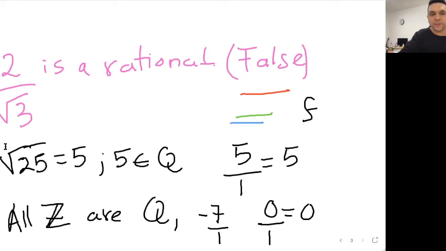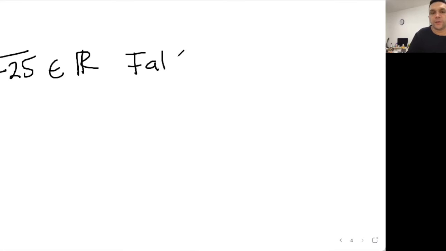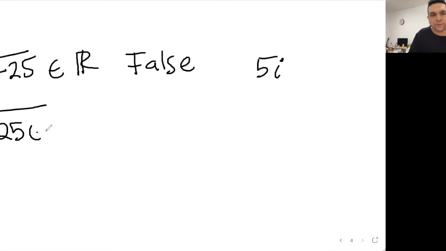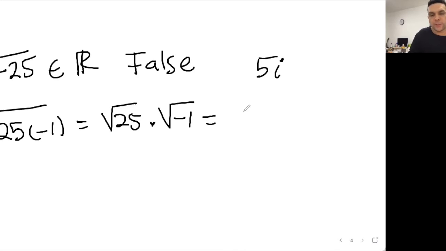Square root of -25 is a real number. Is that true? This is false, right? This is an imaginary number. This becomes 5i, right? So I'll just show you how to simplify this real quick. You can do it as 25 times -1, and then this becomes square root of 25 times the square root of -1, and this is 5, and the square root of -1 is i.